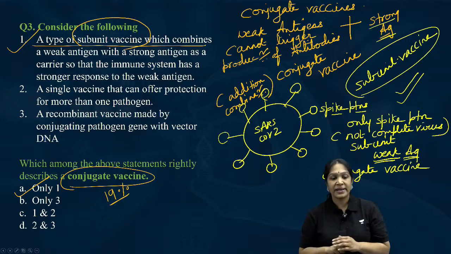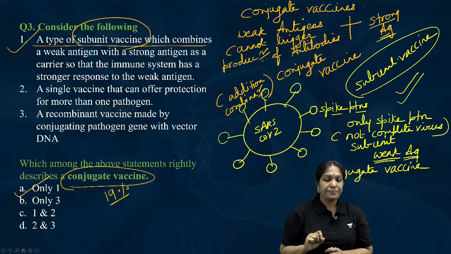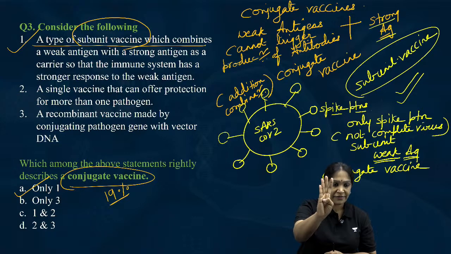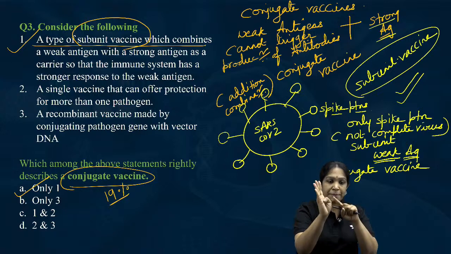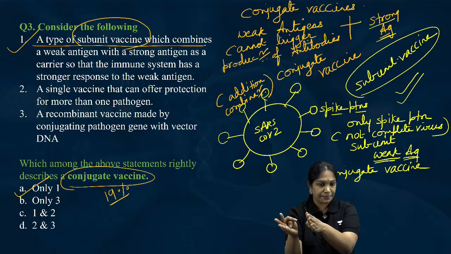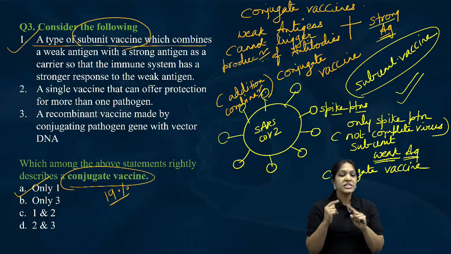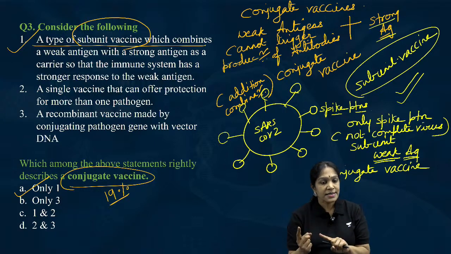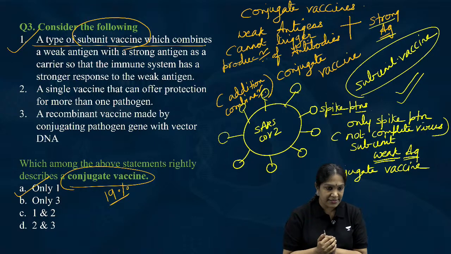So, in summary, only the spike protein is a subunit vaccine. Spike protein plus a strong antigen is a conjugate vaccine. Is it clear? Only spike protein is a subunit vaccine. Spike protein plus a strong antigen is a conjugate vaccine.